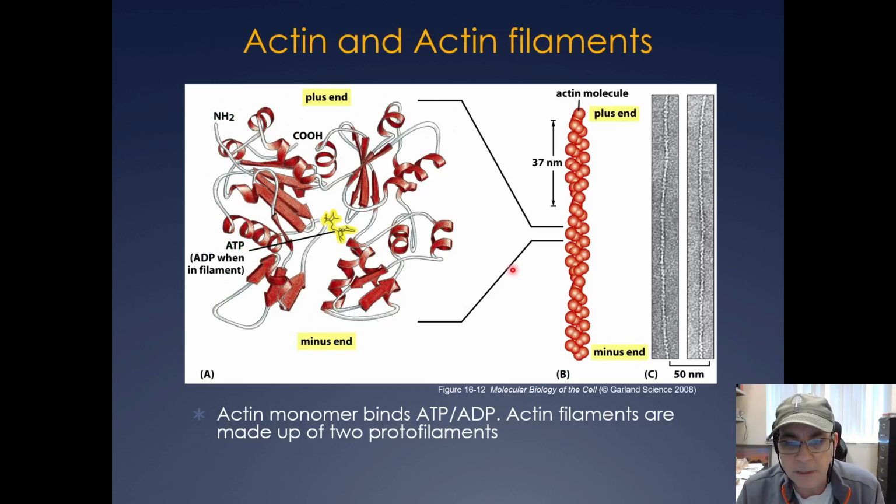Actin and actin filaments also have a plus end and a minus end. And here's just the structure of an actin monomer, and it binds both ATP and ADP, and actin is actually made up of two protofilaments wrapped around each other. Okay, and here's a nice EM of the actin. And the minus end is on the cleft here, the ATP binding cleft, and the plus end is the other side.